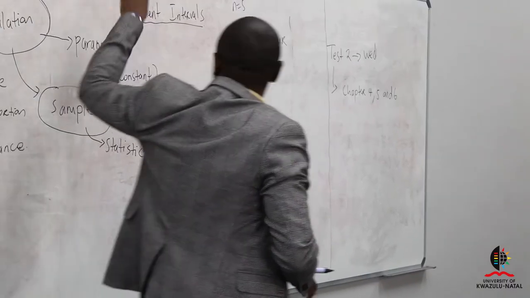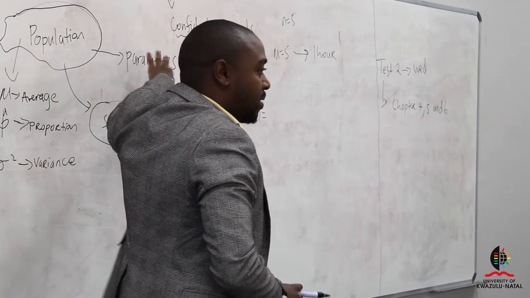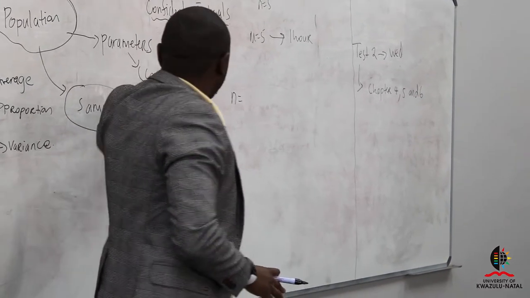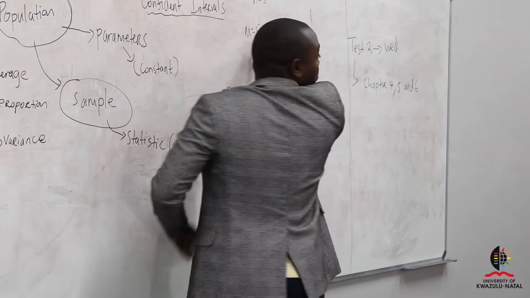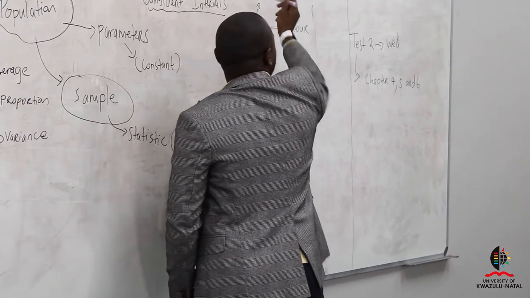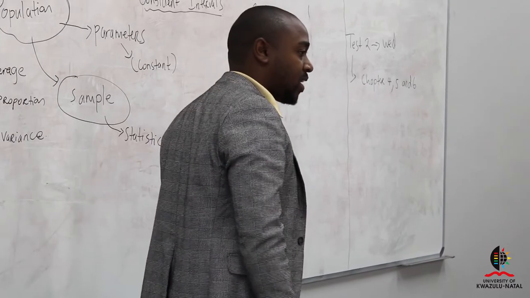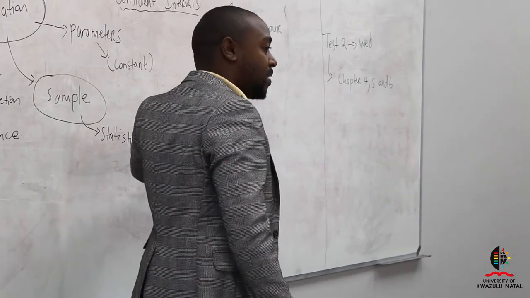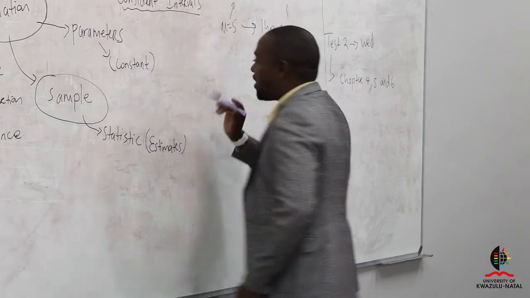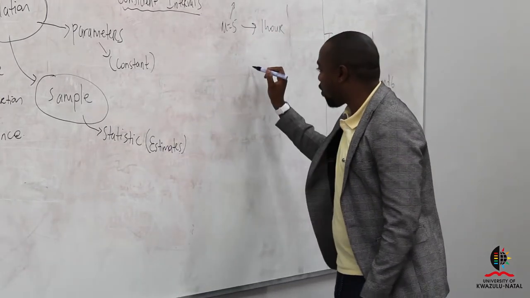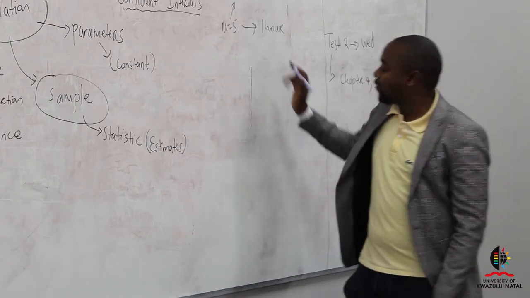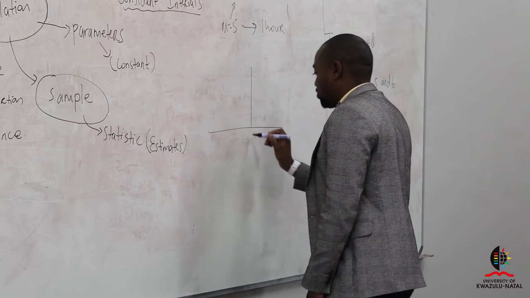right? Remember, the population is constant. The parameters in the population are constant, right? So the statistic changes depending on your sample, right? So that's why it's referred to as an estimate, not a constant, okay? So let's say, now obviously you've got the parameter, right? You've got the parameter, which is your mu.